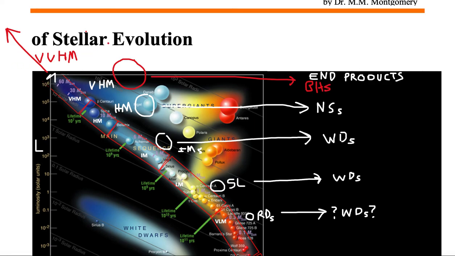Same thing with the VVHMs. These are our hypergiants, so I'll draw an even larger circle. And these guys are going to also die into our black holes.